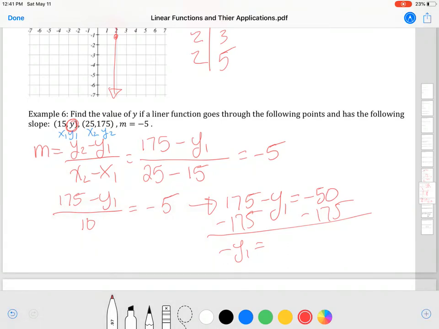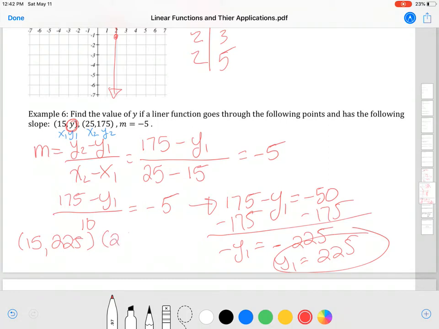Okay, so I'm going to subtract 175 from both sides so I can isolate the -y1. And when I do that, I get -225. And then divide both sides by -1, and I get y1 is 225. So I know what that missing piece of information is now. So I know that if I had the point (15, 225), and the point (25, 175), and I took the difference in my y's over the difference in my x's, I should have a slope of -5.